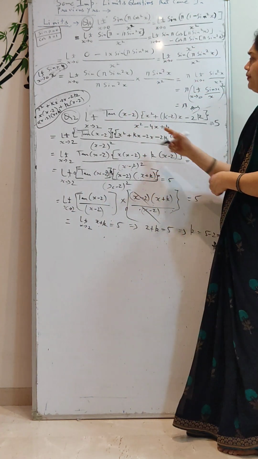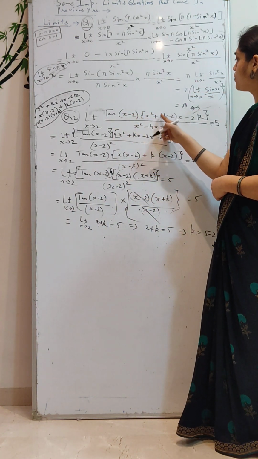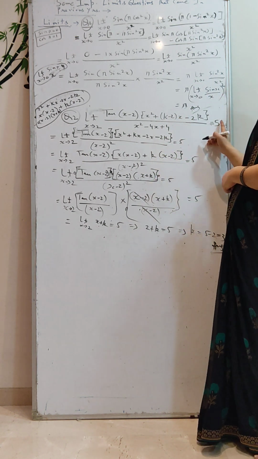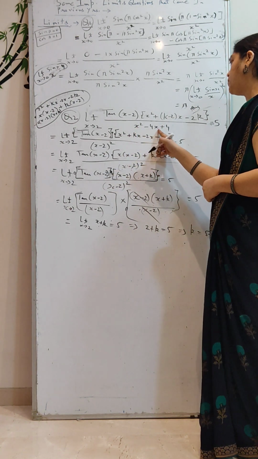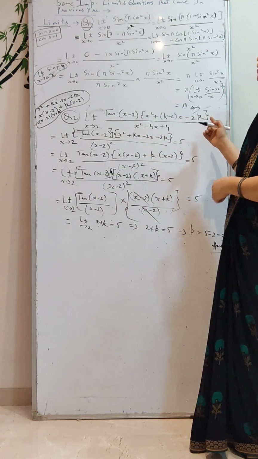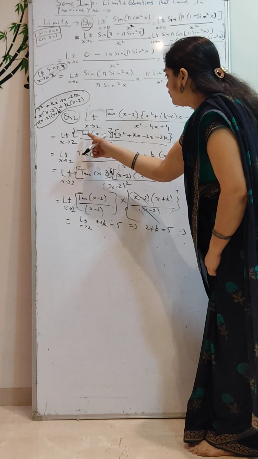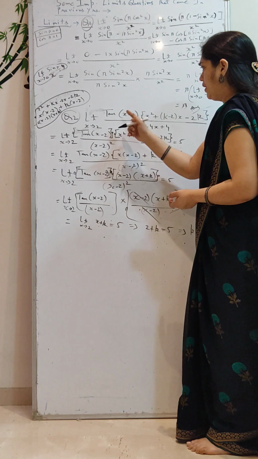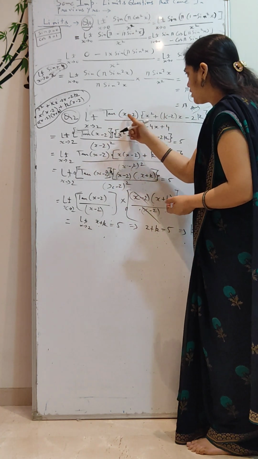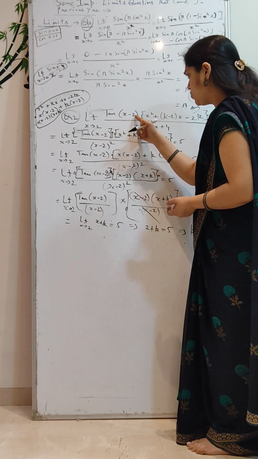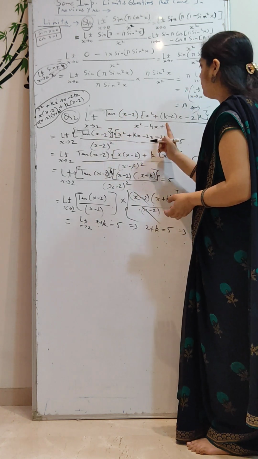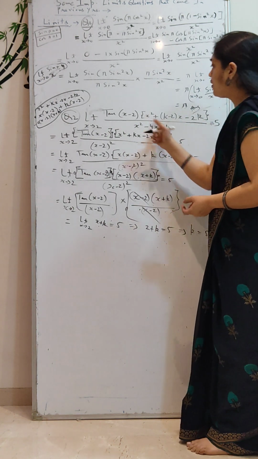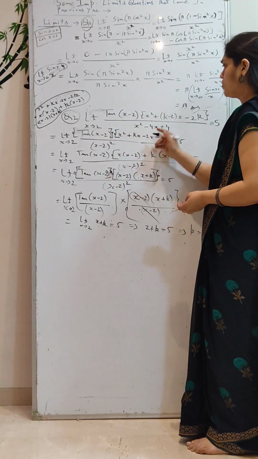Now the second question: limit x tends to 2 of tan(x minus 2) upon x square plus (k minus 2)x minus 2k, equal to 5 upon x square minus 4x plus 4. This question also came in the offline exam. Here we will evaluate tan(x minus 2), but this x square plus (k minus 2)x minus 2k is not part of the tan theta, so we will keep this separately.